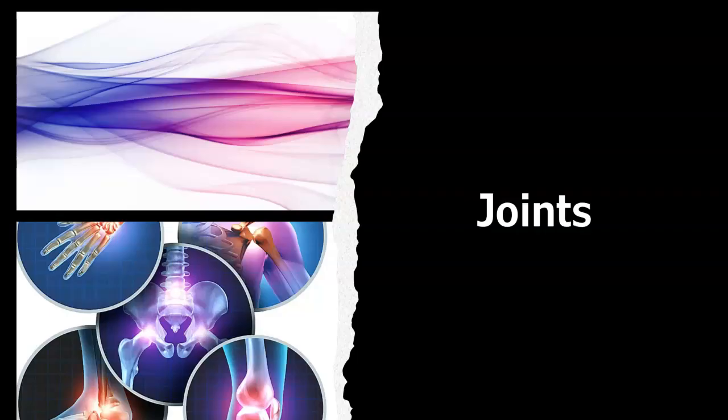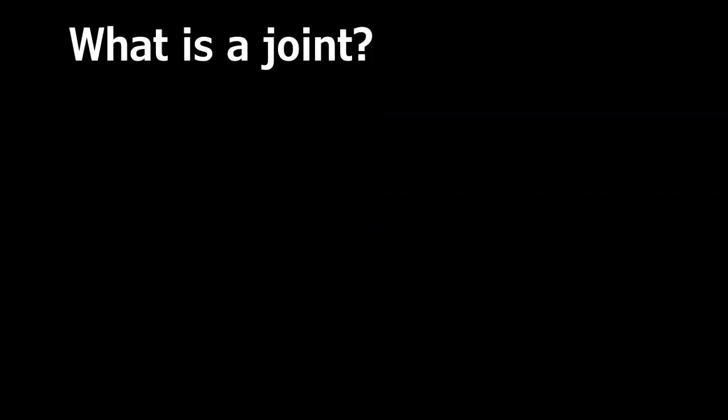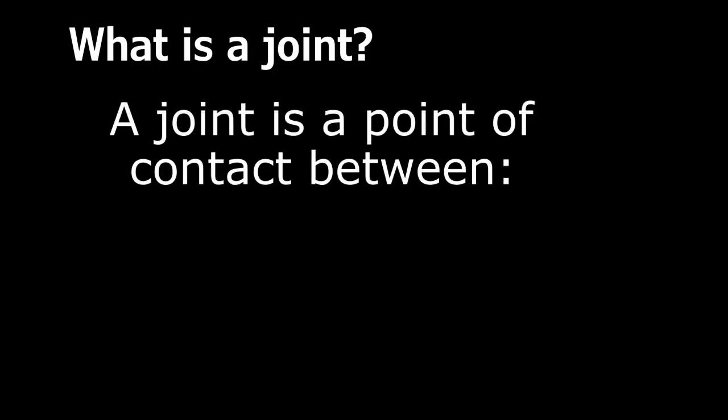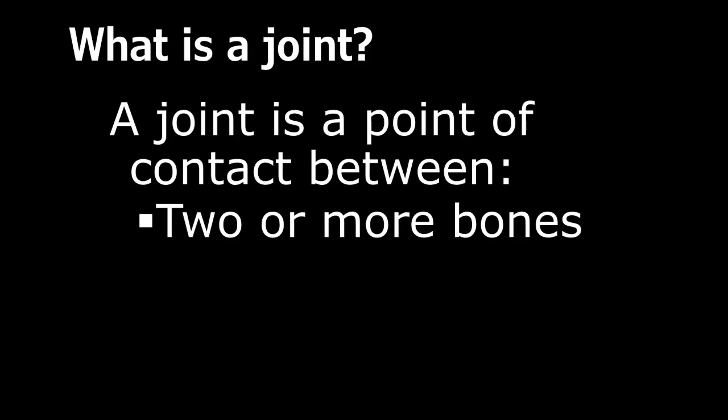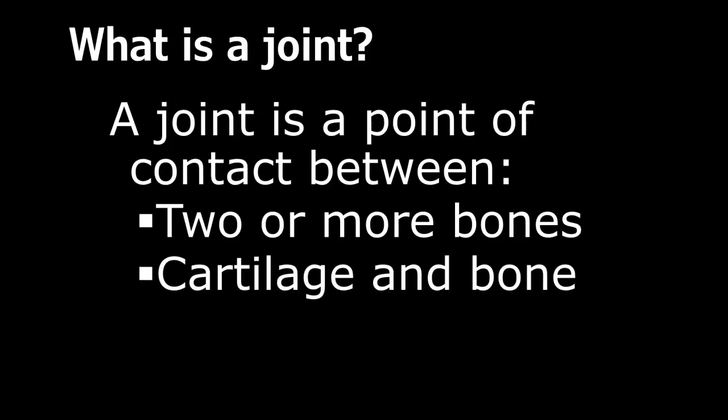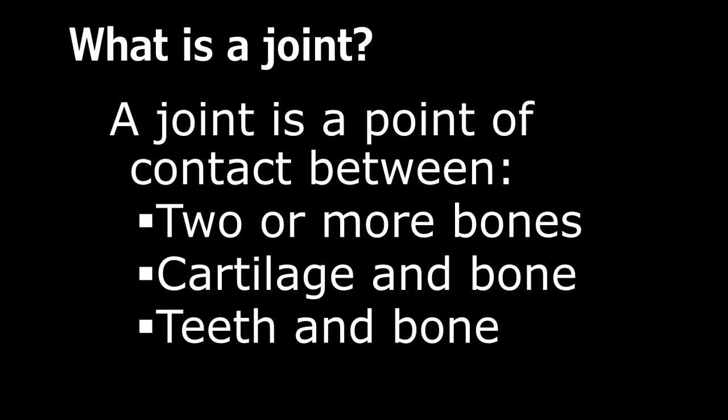This is going to be our unit on joints today. So first thing we need to ask, what exactly is a joint? A joint is actually going to be a point of contact. It could be a point of contact between two or more bones. It could be a point of contact between cartilage and bone. And it could be a point of contact between teeth and bone.